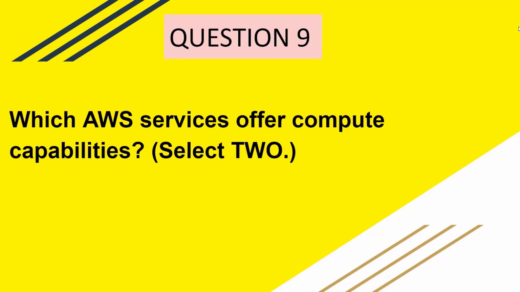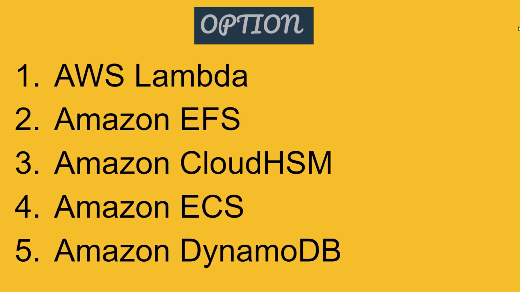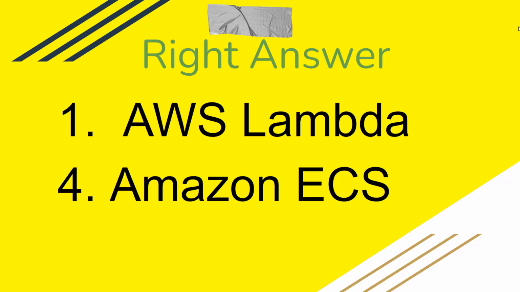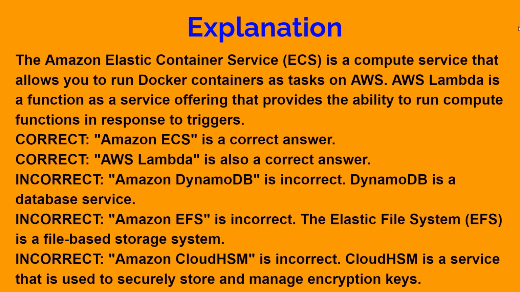Question 9. Which AWS services offer compute capabilities? Select 2. Option 1. AWS Lambda. 2. Amazon EFS. 3. Amazon CloudHSM. 4. Amazon ECS. 5. Amazon DynamoDB. Right answer is 1. AWS Lambda. 4. Amazon ECS. Explanation. The Amazon Elastic Container Service, ECS, is a compute service that allows you to run Docker containers as tasks on AWS.